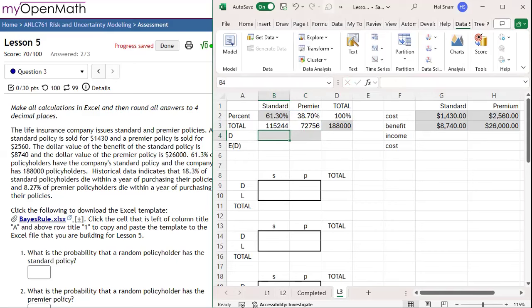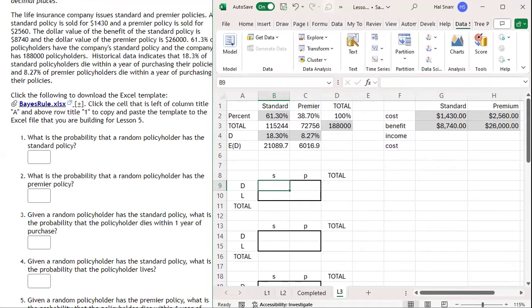The probability of death for standard policyholders is 18.3%, and 8.27% of premier policyholders die within a year. So the expected number of people who die holding the standard policy is the product of those two. Multiply those two together, and the expected number of people dying with the premier policy within the year, 6,016.9 policyholders.